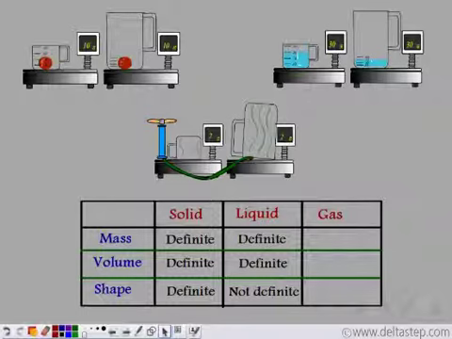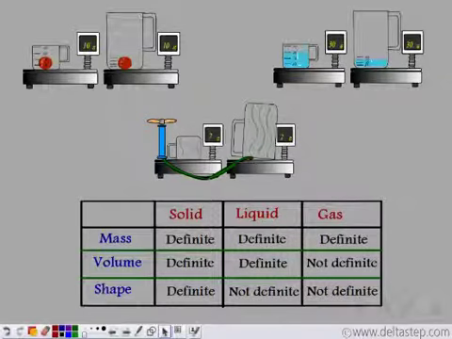Now let's see what happens in the gaseous state. For gases, we know that equal quantities of gas weigh the same. So the mass of the gas is definite, but the shape and the volume of the gas are not definite. They take up the volume and the shape of the container in which they are enclosed. So this is what we get for the solid, liquid and the gaseous state.